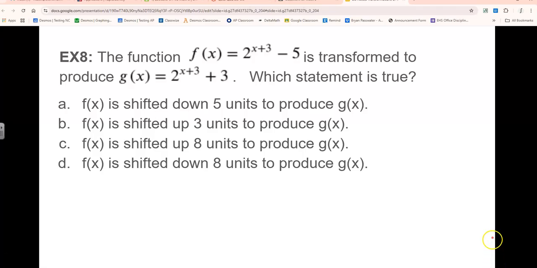Okay, we got a couple more to look at. I'm very interested in what we have on this one, because this is something that they might be likely to give you on the EOC, and I'm very interested in what we have here. How many of you got A for this one? Okay, A. I see at least one with an A.